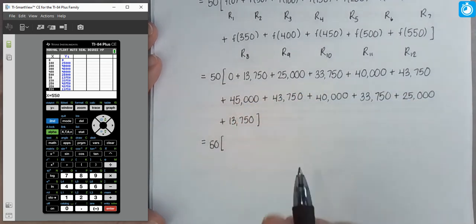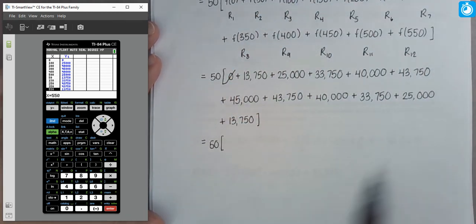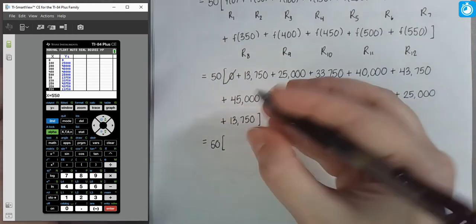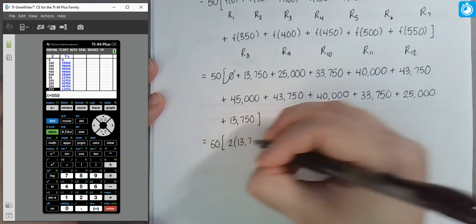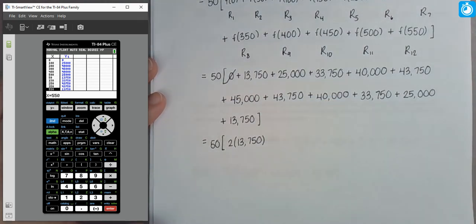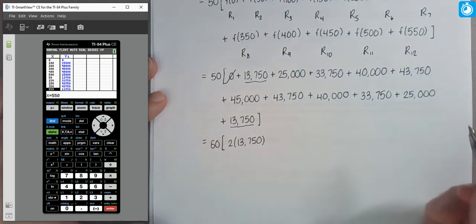Well, it may help to think about how many terms we have in common. So first off, the 0 we don't need. But notice we have repeated values, so we can indicate that. So 13,750, we see that 2 times. So there's 2 of those in our sum. So I'm going to write that as 2 times 13,750. So I only have to type in 13,750 one time. So I'll underline them as I go so we know which ones we've covered.